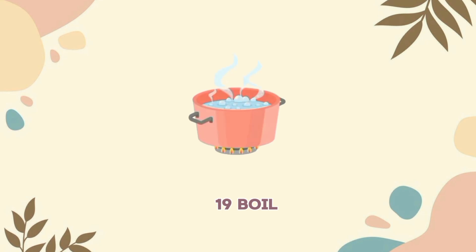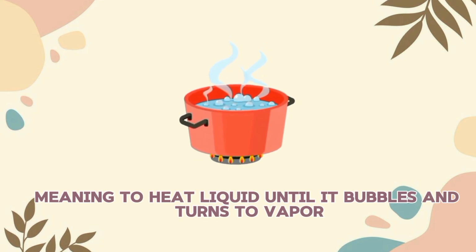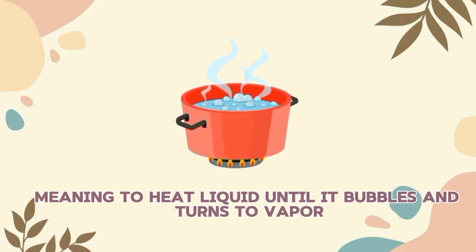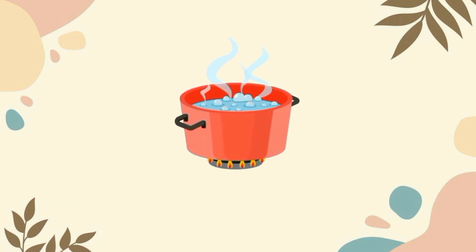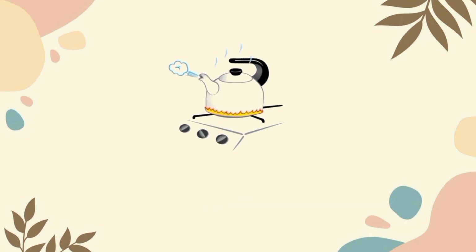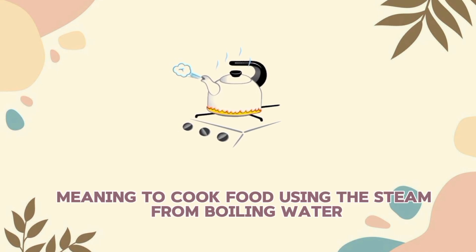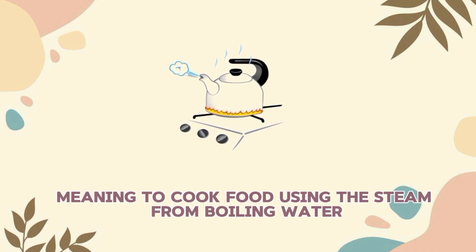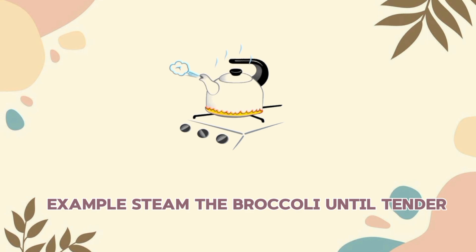19. Boil, meaning to heat liquid until it bubbles and turns to vapor. Example: boil the water before adding the pasta. 20. Steam, meaning to cook food using the steam from boiling water. Example: steam the broccoli until tender.